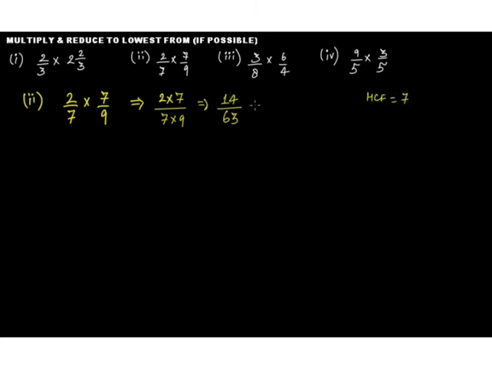If you divide 14 by 7, what will you get? If we divide 14 by 7, we'll get 2 divided by. If you divide 63 by 7, what will you get as a quotient? The quotient will be 9, right? So this 2 by 9 is actually the simplest form or the lowest form of this one. So this is the answer for the second part.